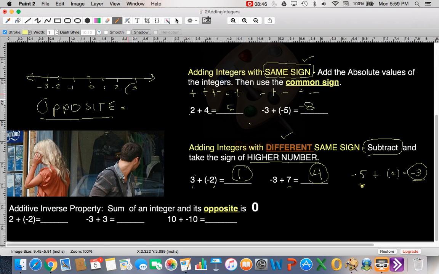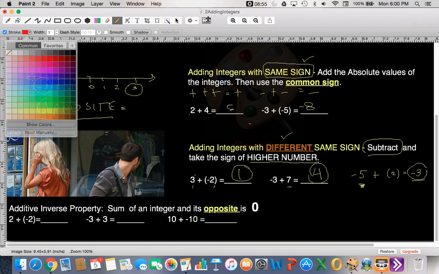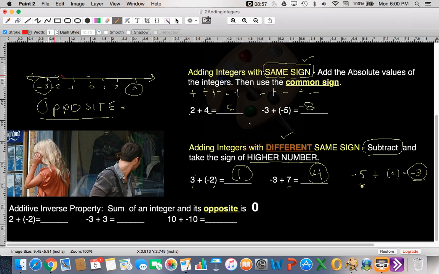What is the opposite of positive 3? The opposite of positive 3 is negative 3. What is the opposite of negative 2? The opposite of negative 2 is positive 2. What is the opposite of negative 1? The opposite of negative 1 is positive 1. So that is what we call the opposite.